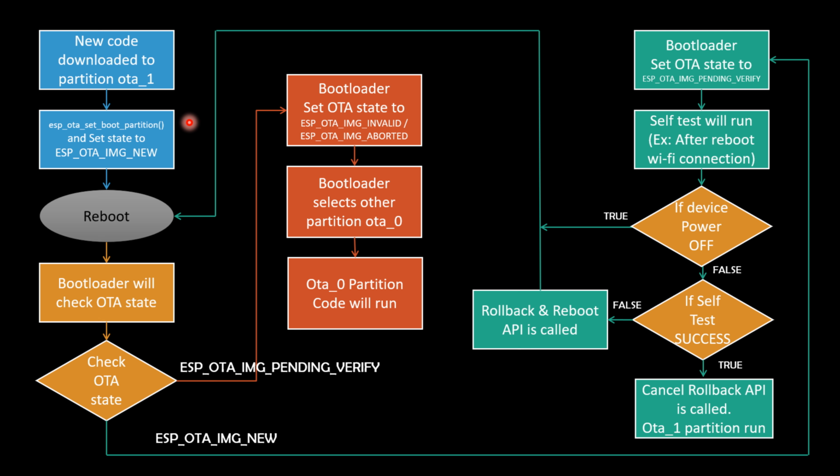What it does is it stores the current partition. So it tells the bootloader to execute the code from this partition. This is your current partition. And the OTA state will be set to ESP OTA new image.